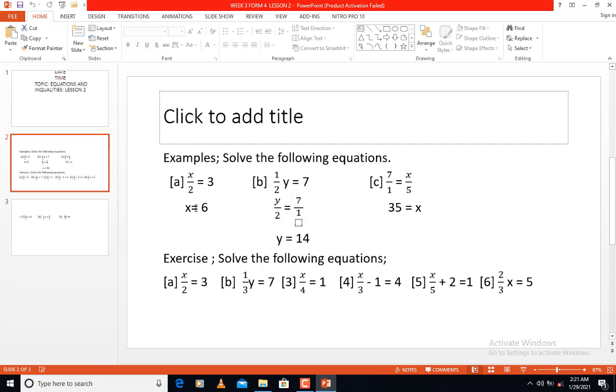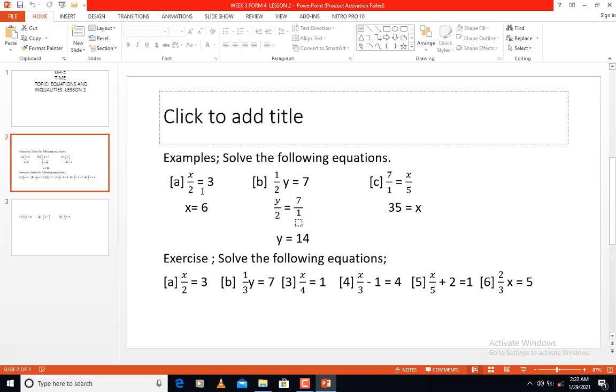When you're talking about fractional, like this one, x over 2, 1 over 2y, then 7 over 1, these are fractional equations. So we want to look at how we solve fractional equations. When you are given fractional equations, as you can see, x over 2 is equal to 3. How do we solve this one?